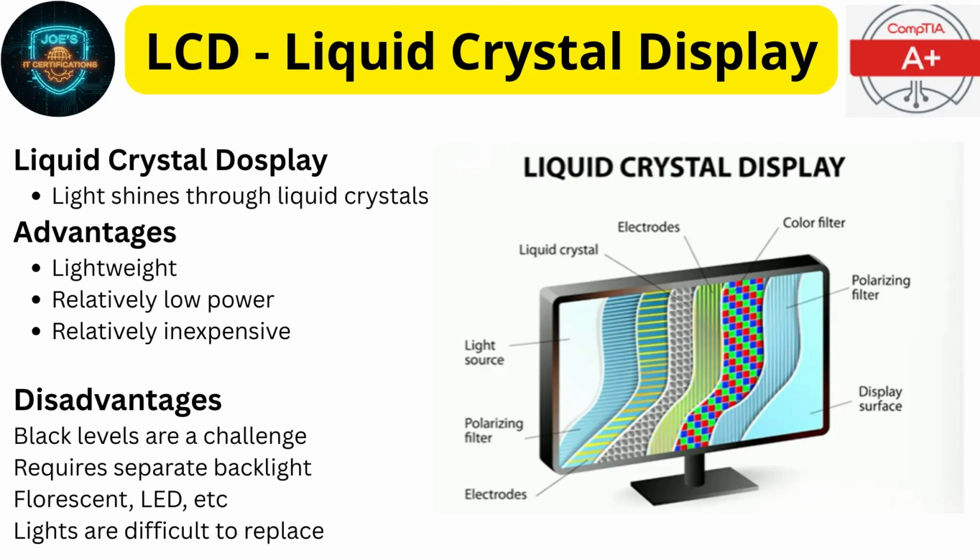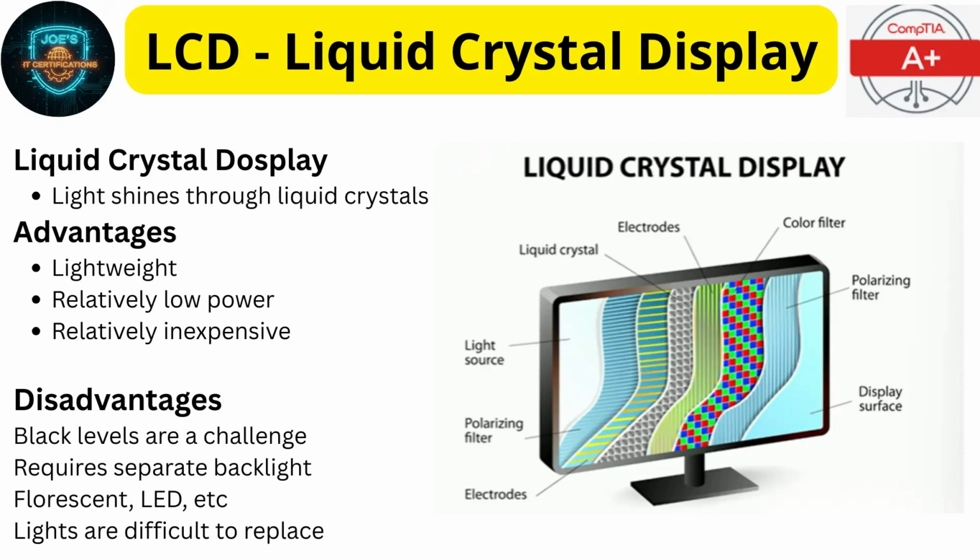Because we're shining a light through polarization filters and color filters, it's somewhat difficult to get a true black color from a liquid crystal display. These displays also require that backlight for us to be able to see this information through those polarizing filters and color filters. Without that light, you have a very dim screen that is very difficult to read. That's why the backlight is so important.